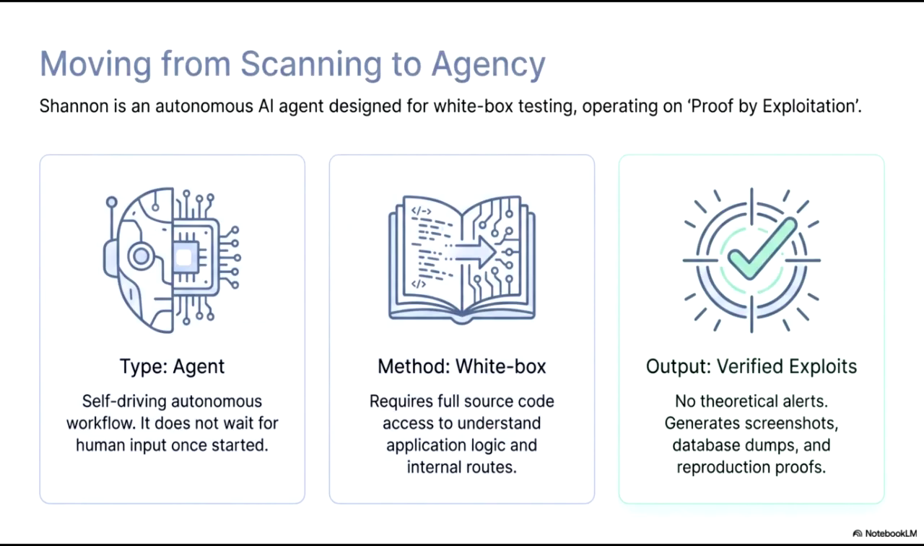Moving from traditional scanning to agency represents a fundamental shift in how we approach security testing. Shannon is an autonomous AI agent designed specifically for white box testing, operating on the core principle of proof by exploitation. To understand how Shannon functions, we can look at three key pillars.